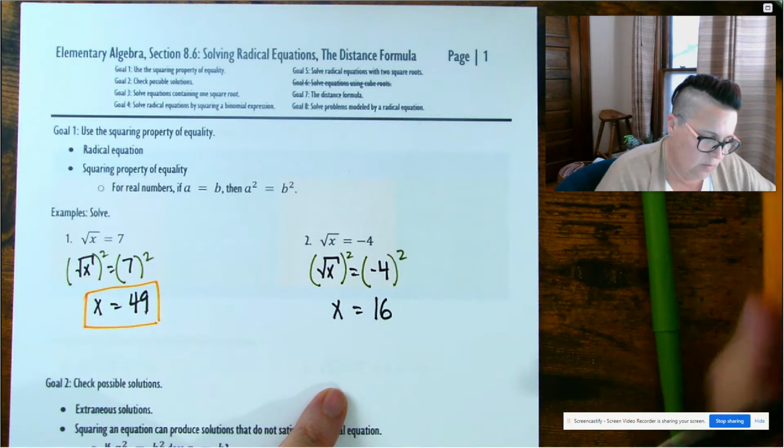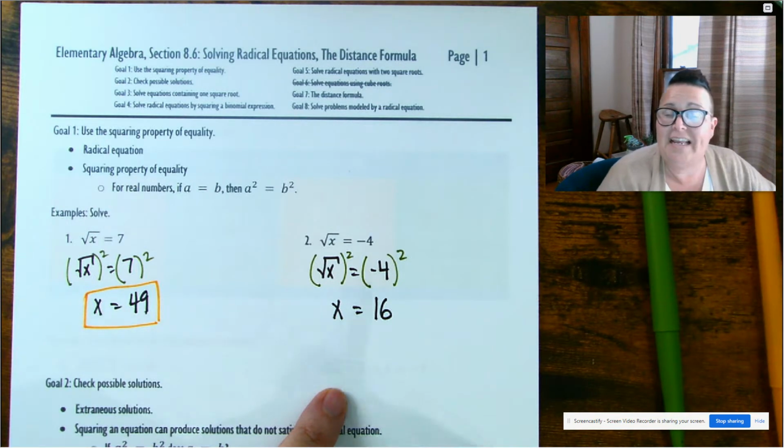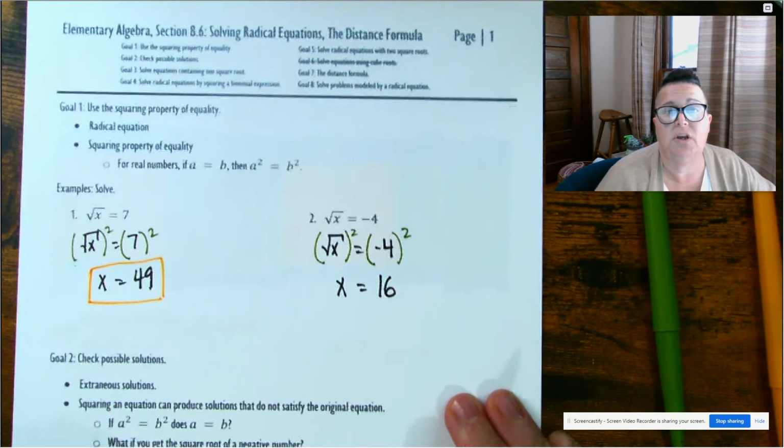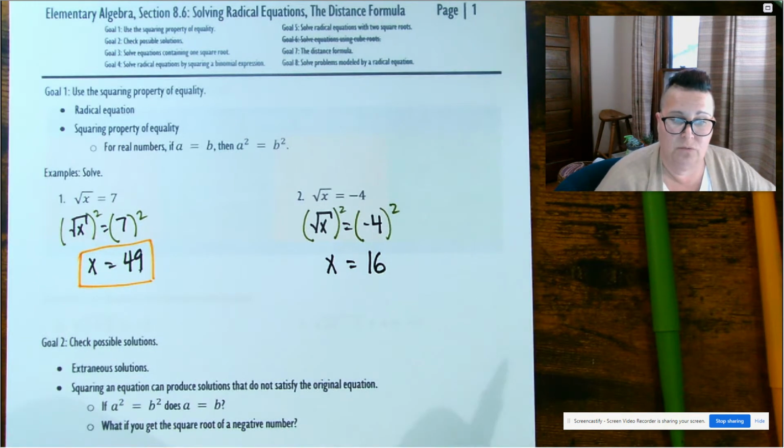All right. So while this seems on the surface to work, it doesn't. We have to make sure that we check all of our possible solutions for what is known as extraneous solutions. While it is true that if A is equal to B and you square both sides, the squares are still equal, it is not necessarily true that if you take the square root of both sides, they are necessarily equal. If A squared is equal to B squared, does A always equal B? Not in all combinations.